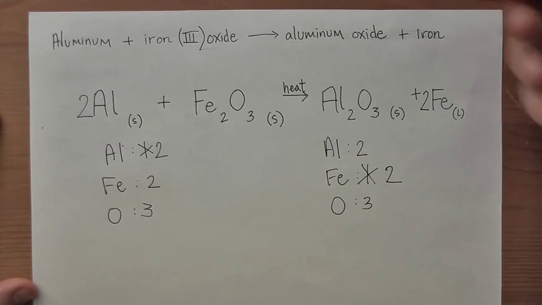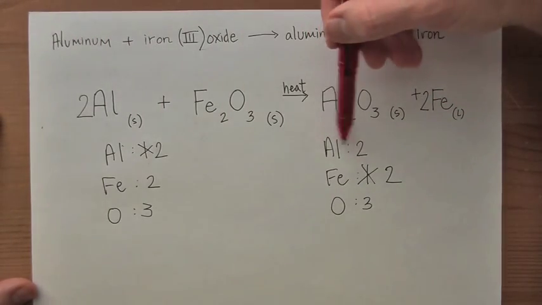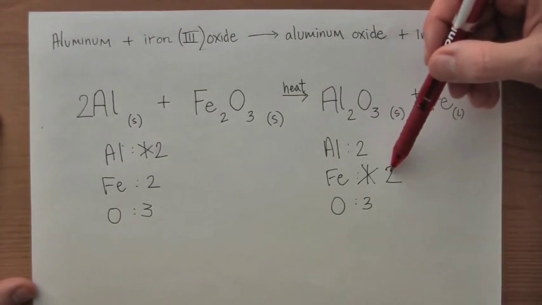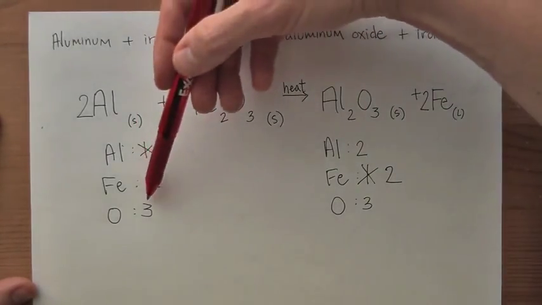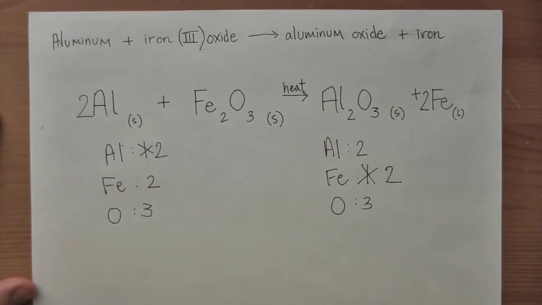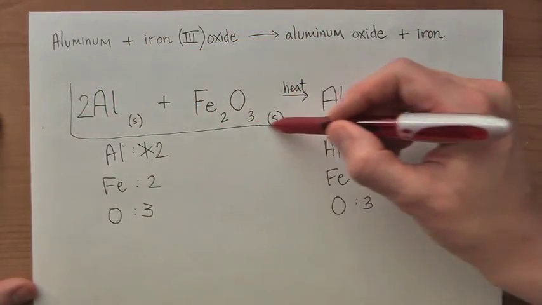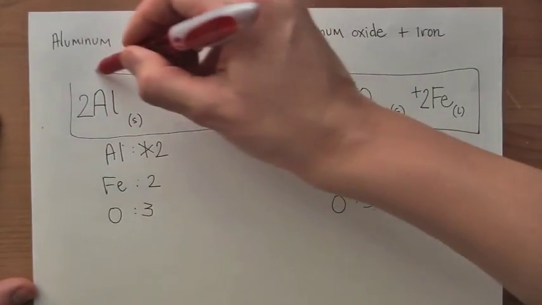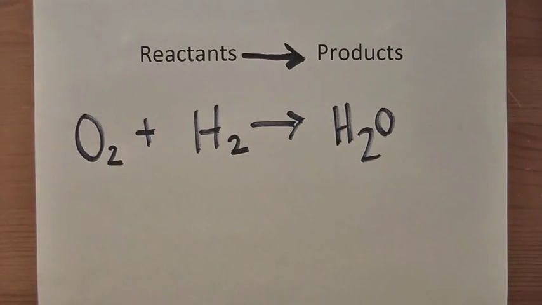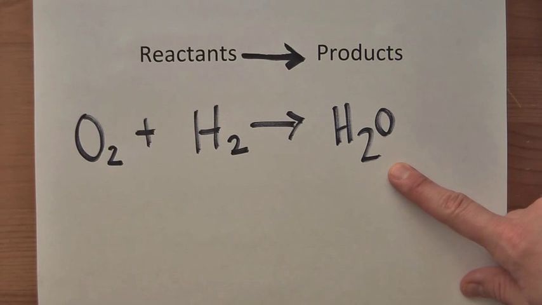Am I balanced? 2 aluminum, 2 aluminum, 2 iron, 2 iron, 3 oxygen, 3 oxygen. I am balanced. This is my balanced equation. In a chemical equation, conservation of matter must exist. So looking at this equation, is conservation of matter occurring?